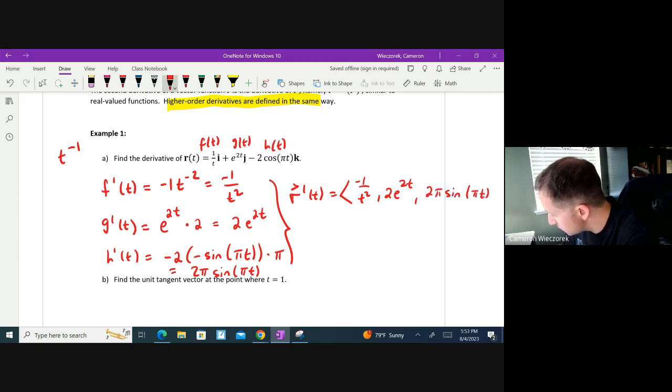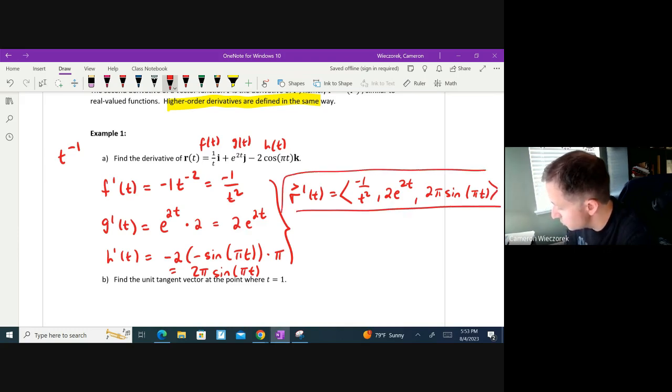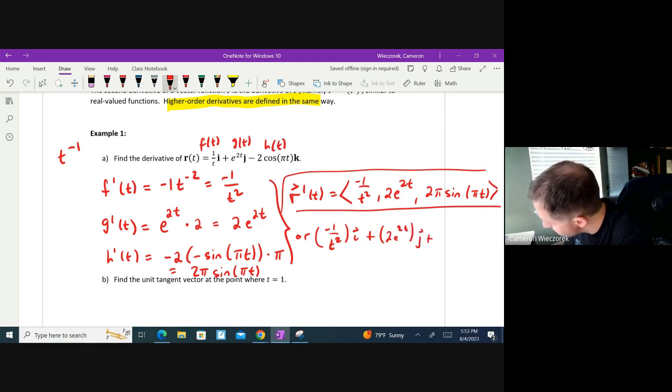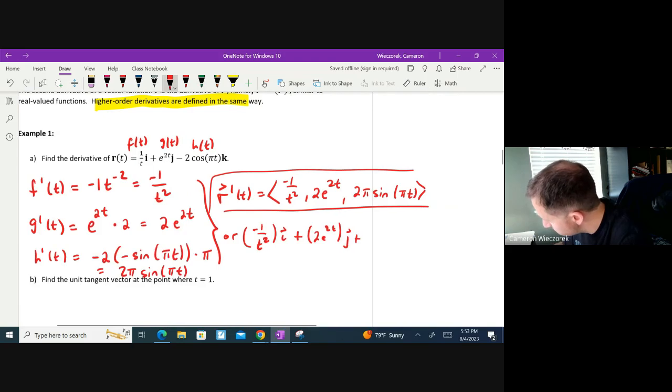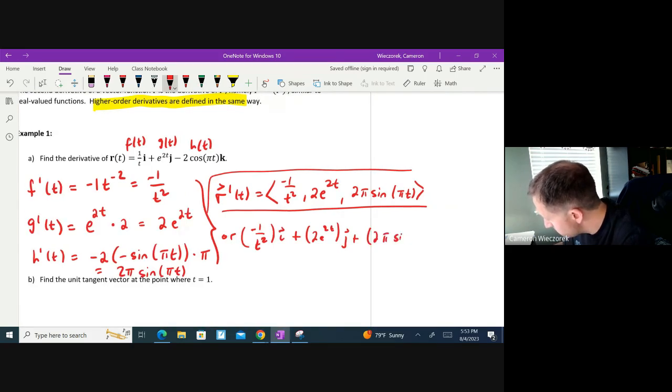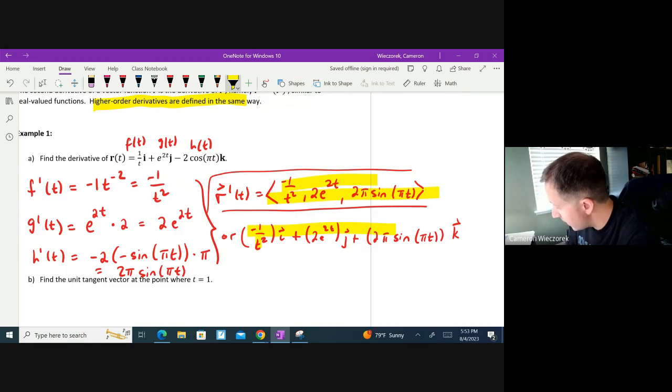And you could also express this using the standard basis vectors as well if you want. So I'll put negative 1 over t squared i plus 2e to the 2t j plus, running out of space, let me shift, 2 pi sine of pi t times k. So your choice. I'm not picky with that. You could do either of these. Okay, now again, that's not a unit vector. So how do I make it a unit vector?